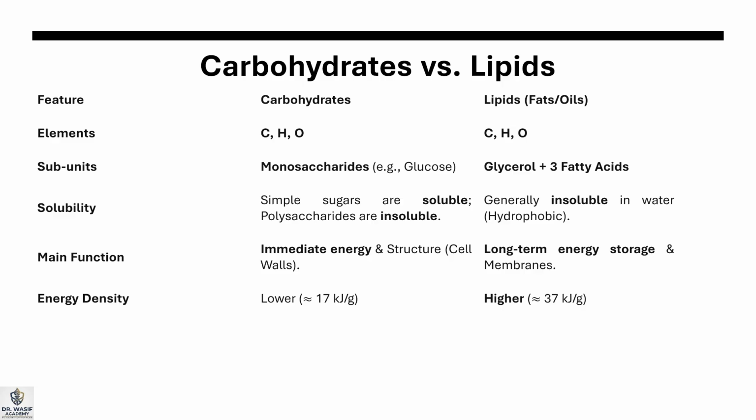So when it comes to energy, lipids are the clear heavyweight champions. They have an energy density of about 37 kilojoules per gram. That is more than double the 17 kilojoules per gram which you get from carbohydrates. This is why we use carbs for immediate fuel and lipids for the long-term savings account.